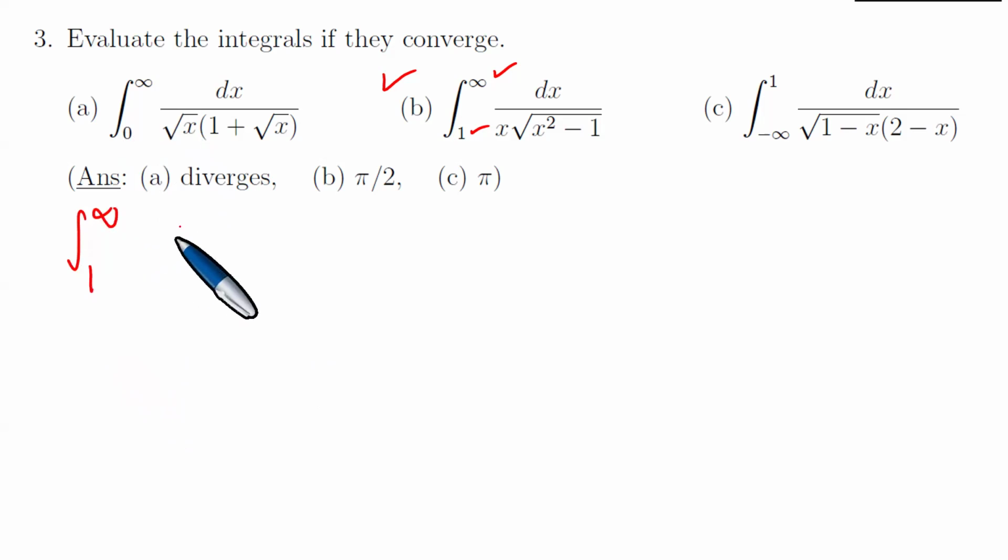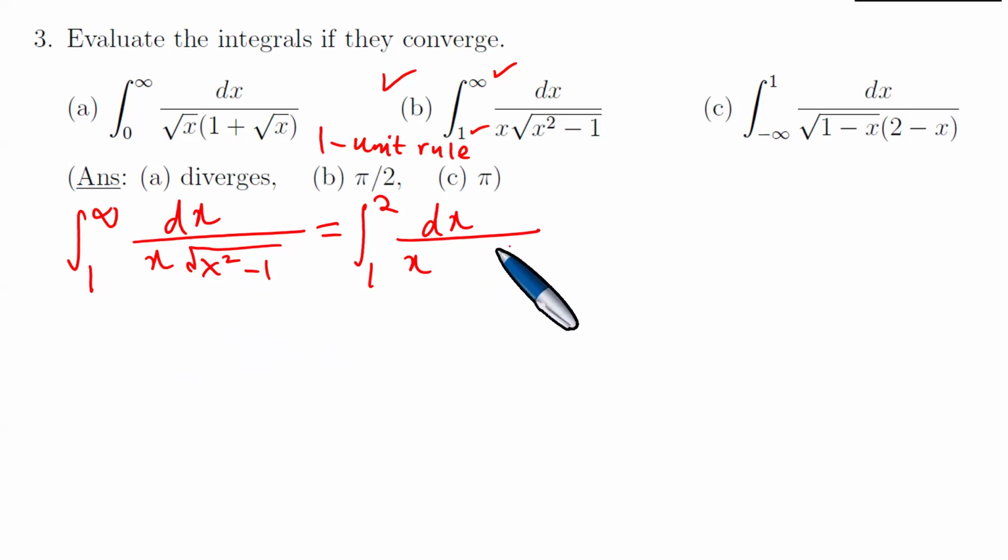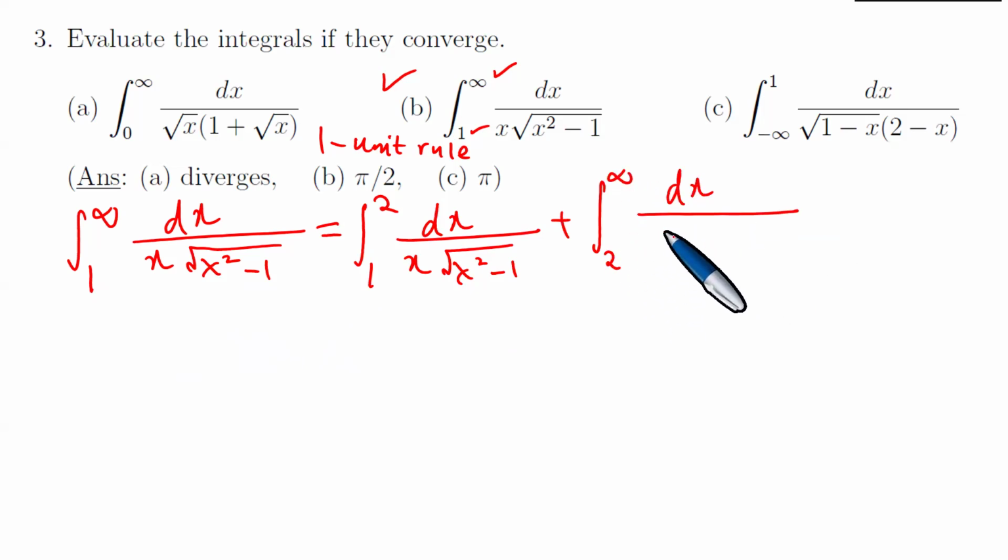One of the ways we can use is what you call the one unit rule. Okay, what is the one unit rule? This is one. And the problem is the number one, but one minus one is zero, making the denominator zero. So we're going to add one to one, getting a two, like this. Okay. So you can have this. And then you have two to infinity, dx over x, then the square root of x squared minus one.